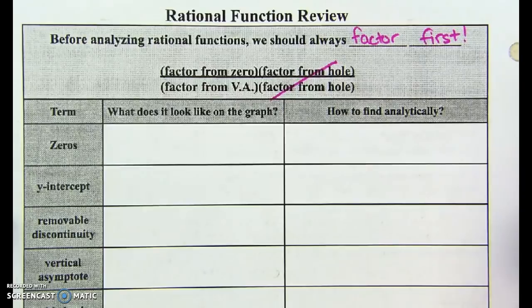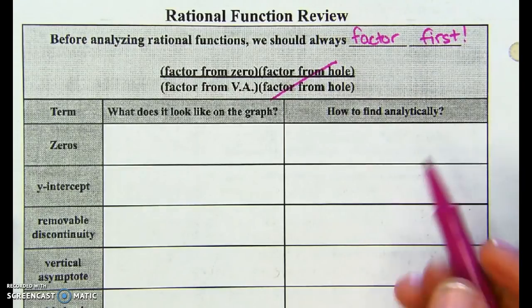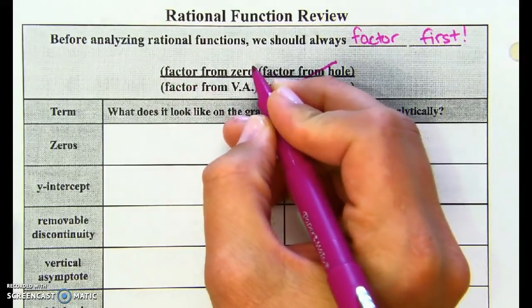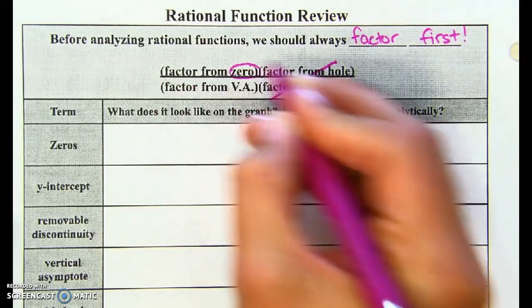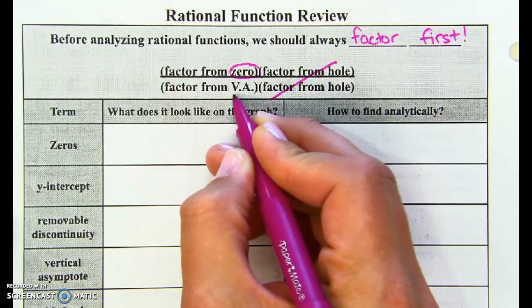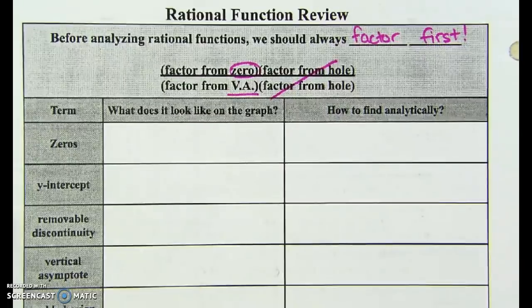The factor that doesn't cancel in the numerator, the x value gives you the 0, and the factor that doesn't cancel in the denominator will give you the x value of the vertical asymptote.